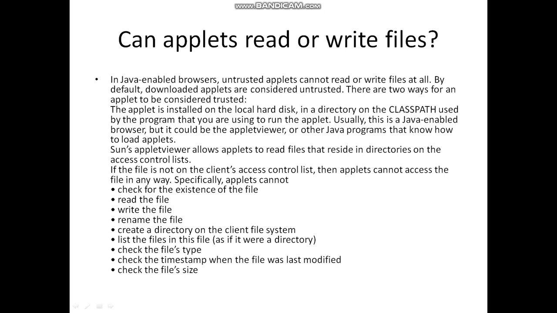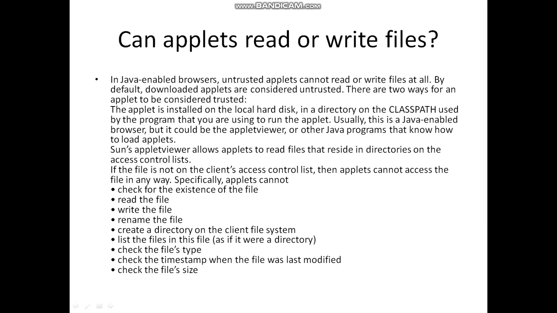The next question is, can applets read or write files? In Java-enabled browsers, untrusted applets cannot read or write files at all. By default, downloaded applets are considered untrusted. There are two ways for an applet to be trusted. The first is that the applet is installed on the local hard disk in a directory on the class path used by the program that you are using to run the applet.